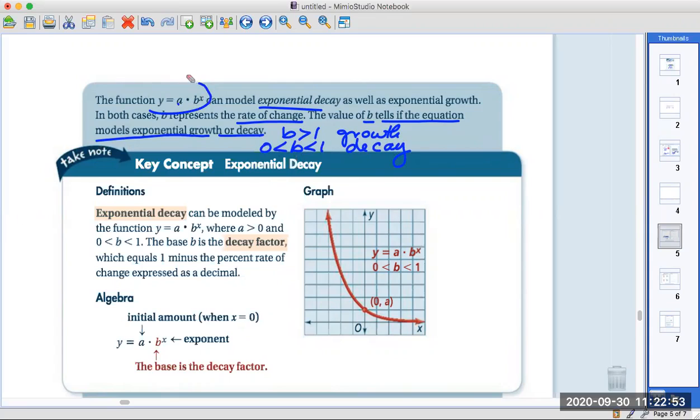So it's all about the base. Isn't there a song about that? It's all about this B, okay? That tells you that.